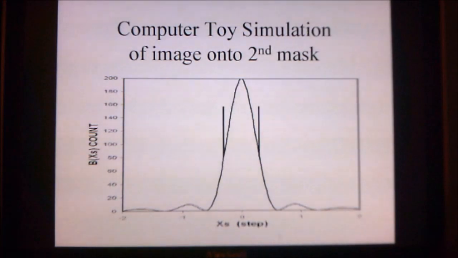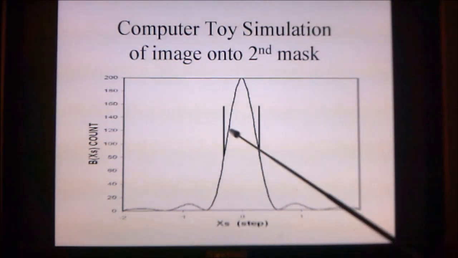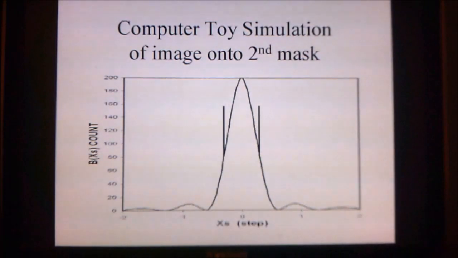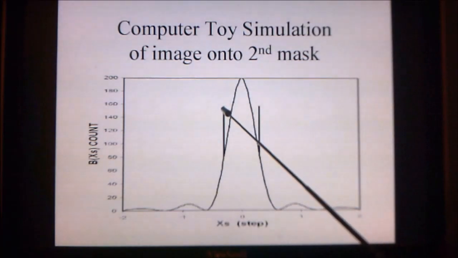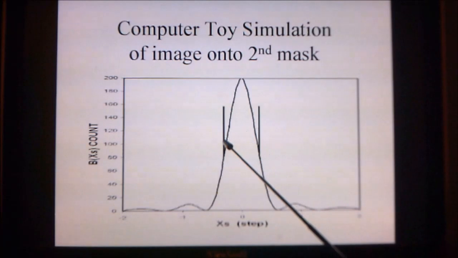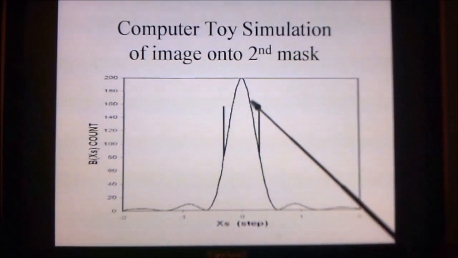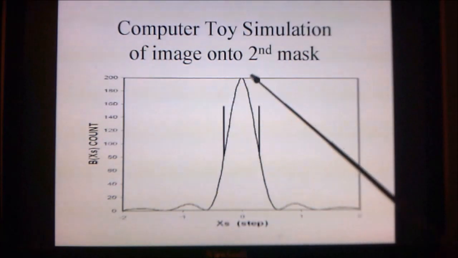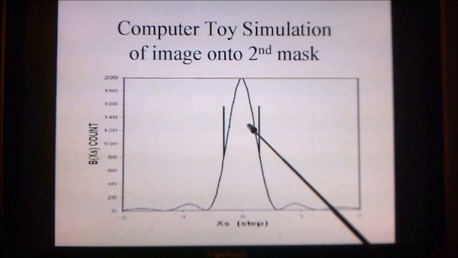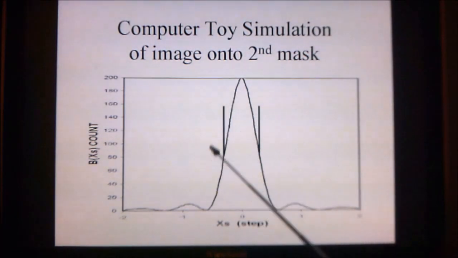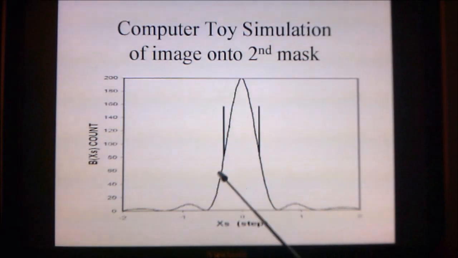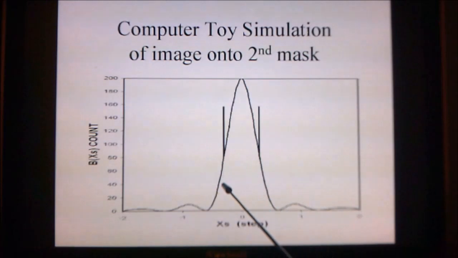This is a computer toy simulation of the image onto the second mask. That is to say, it's the image from the first mask that's projecting onto the glass plates. This is a regular Fraunhofer type diffraction pattern, which is expected by traditional physics. We put the edge of the glass slit right there and right there, so this part goes through the glass slit. Now, you'll note that that is not uniform distribution across the slit. That's part of the Hodge simulation. The other thing you'll note is some of the light here is impinging still on the glass by the side of the slit. I remarked on that.